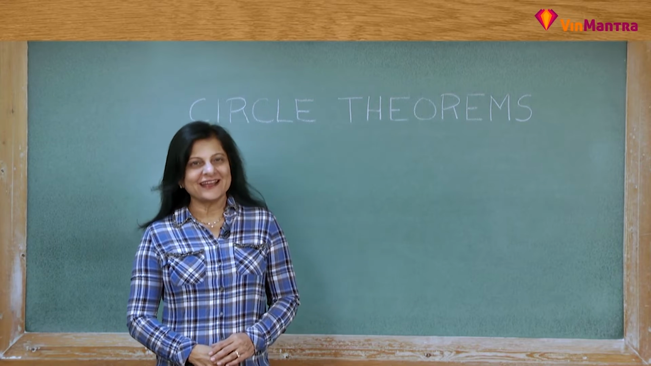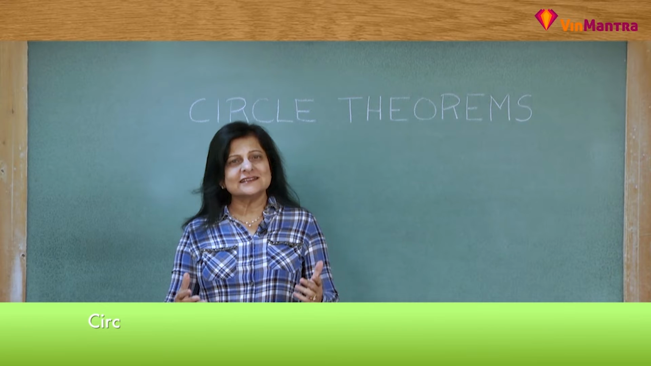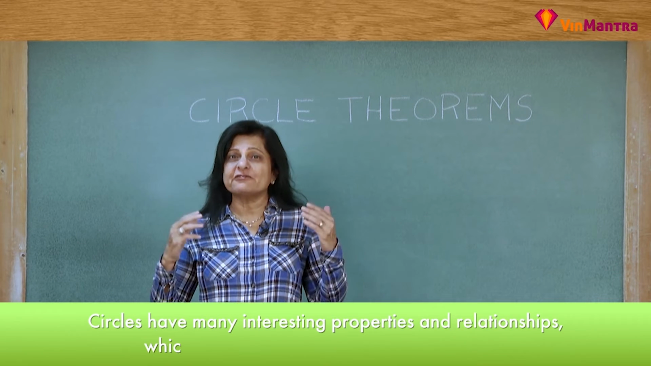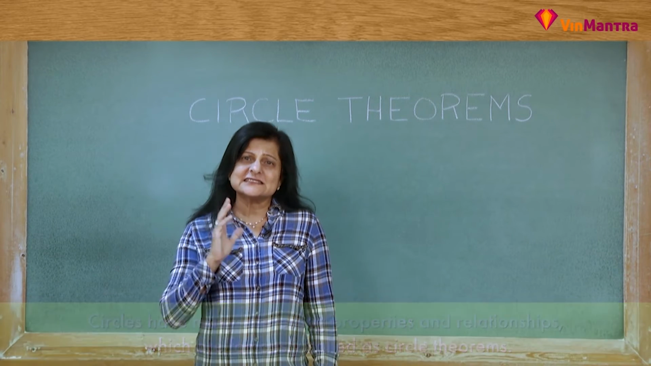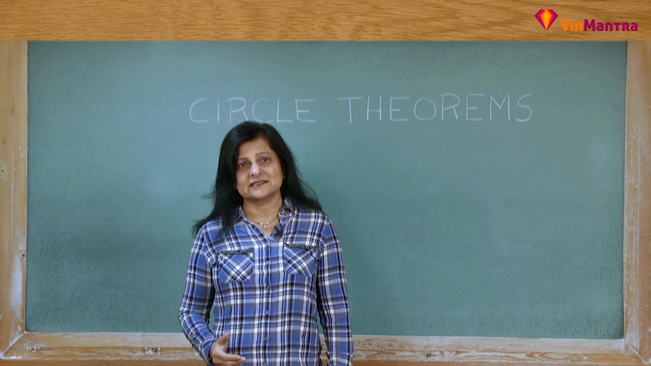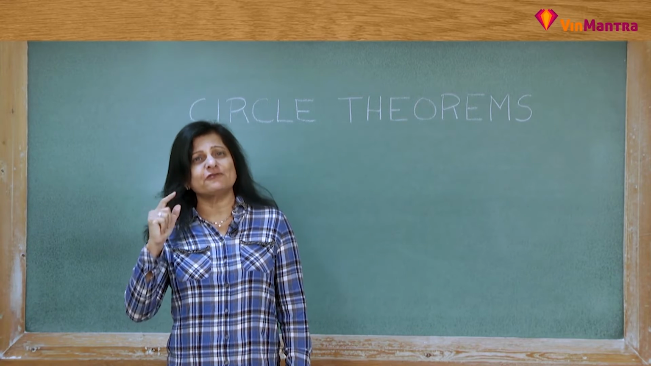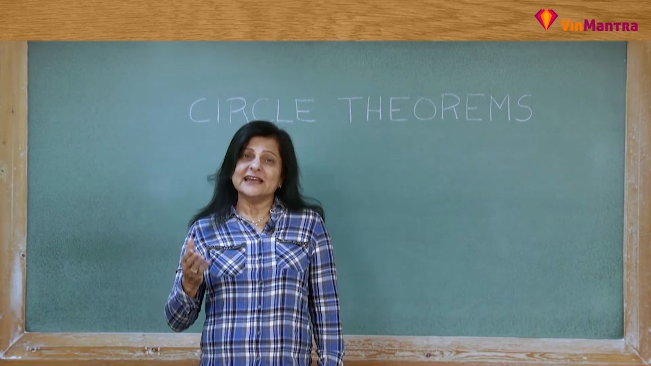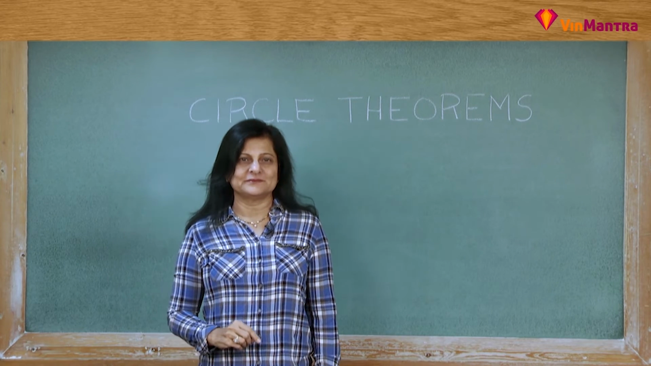Everyone, today I am covering the topic circle theorems. Circles have many interesting properties and relationships which are famously called circle theorems. There are 7 circle theorems. Sounds daunting, isn't it? But you will be happy to note that the first 4 theorems mean one and the same. They are actually offshoots of the very first circle theorem.